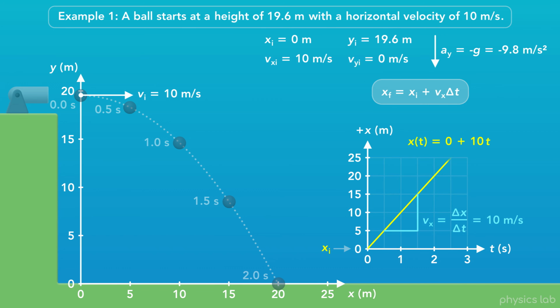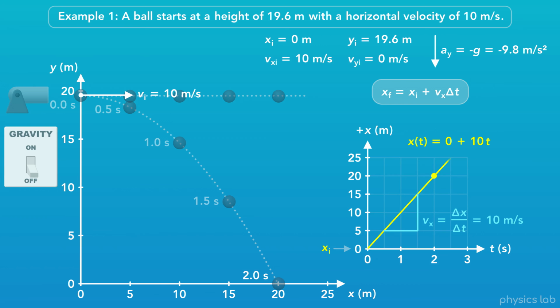Notice how there's nothing special about this graph at 2 seconds when the ball hits the ground. The line doesn't stop, cross an axis, or reach some maximum value. If the ground wasn't there to stop the motion, or if there was no gravity, the graph would be the same and the ball would keep moving to the right forever.